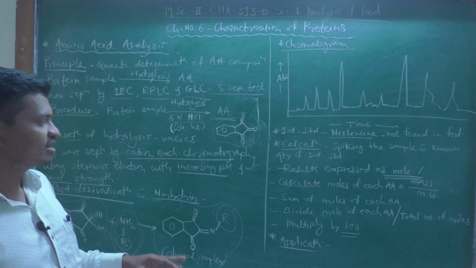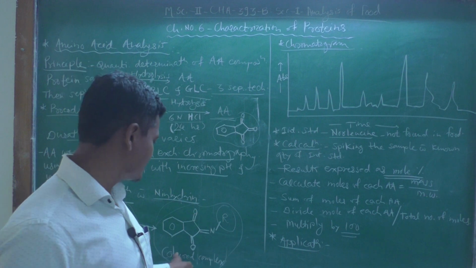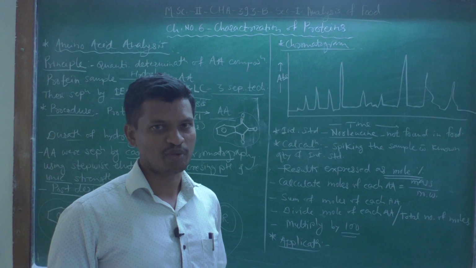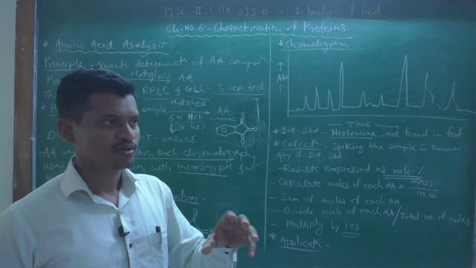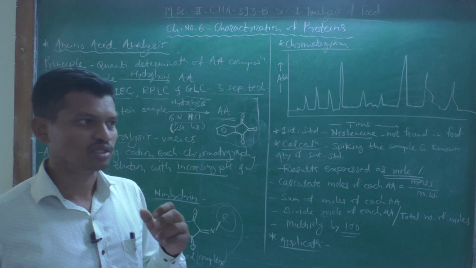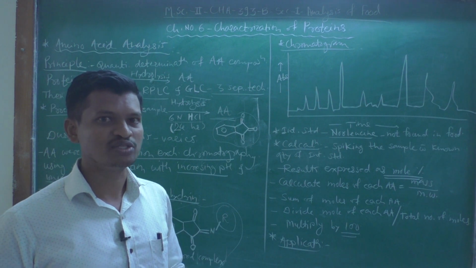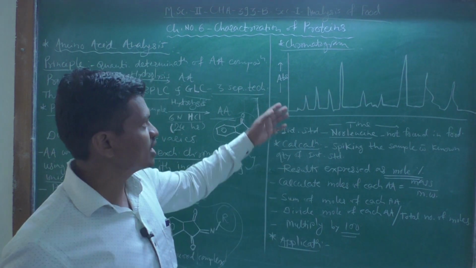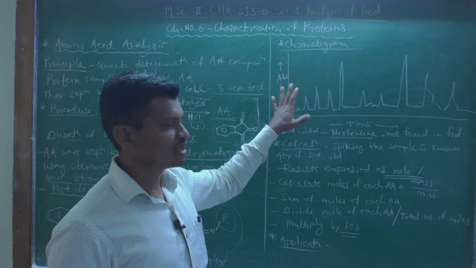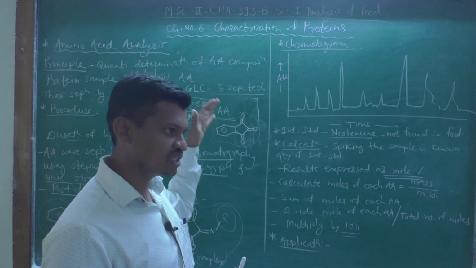Okay, then they are treated. As this is a colored complex, we are going to use absorbance spectroscopy. By using spectrophotometric analysis, we get the concentration of each amino acid using a chromatogram. Here a general chromatogram is shown for the separation of amino acids by using this technique.